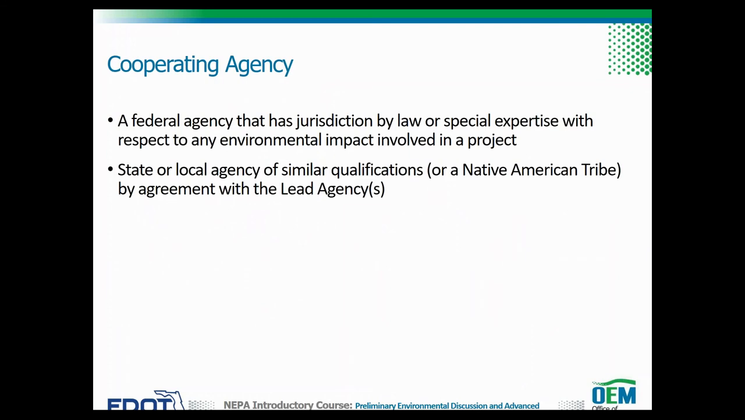A cooperating agency is a federal agency that has jurisdiction by law or special expertise with respect to any environmental impact involved in a proposed project or project alternative. The U.S. Army Corps of Engineers or the National Park Service are examples of agencies that typically serve as a cooperating agency. The cooperating agency could also be a state or local agency of similar qualifications or a Native American tribe. However, cooperating agencies are assigned to a project by agreement with the lead agency or agencies.